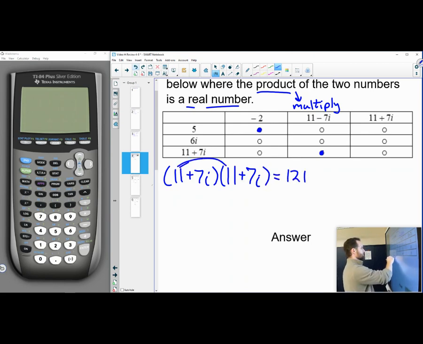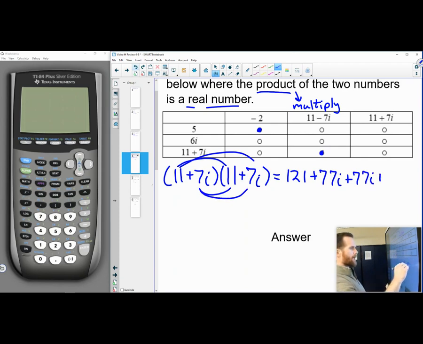We get 121 plus 77i plus 77i and plus 49i squared. Did that all correctly? I think so. Okay. What can we simplify? Well, the i squared, that becomes negative 1, which is good. That makes that a real number. Oh, but these i's are not going to cancel out this time. So actually, we can stop right here. Since those i's aren't going anywhere, we know this will not be a real number. So that's our final answer.